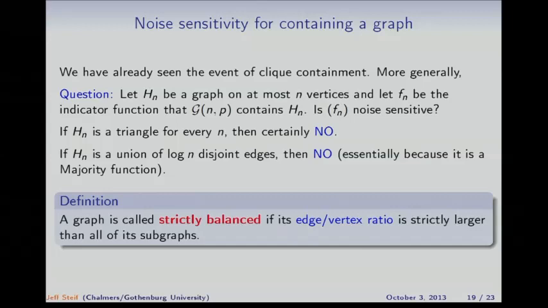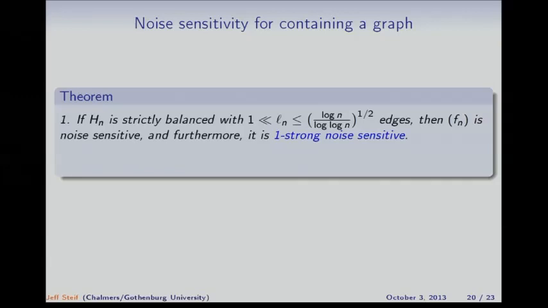A strictly balanced graph is a graph with the property that its edge-vertex ratio is larger than the edge-vertex ratio of all the smaller subgraphs. And one of the theorems is that if your graph Hn is strictly balanced, and the number of edges in it is much bigger than 1, meaning it's growing, but it's at most (log n over log log n) to the 1/2 power, then this function is noise sensitive, and in fact, it's one strong noise sensitive. Now, you could ask, how sharp is this log n to the 1/2?